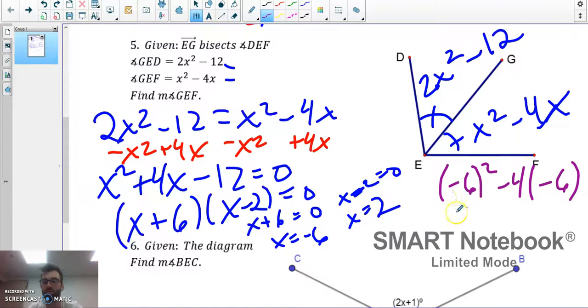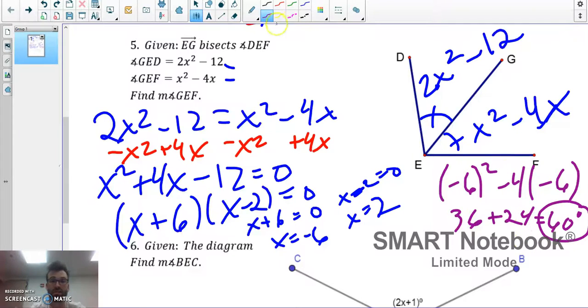Okay, so negative 6 squared is 36. Negative 4 times negative 6 is positive 24. Okay. 36 plus 24. Well, 30 plus 20 is 50, so that's 60 degrees. So negative 6 checks out. All right, this checks out. So one possible answer is 60 degrees.